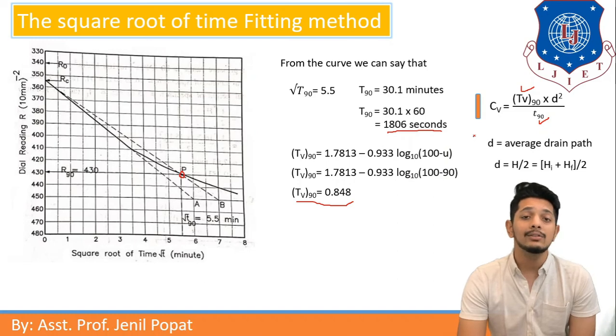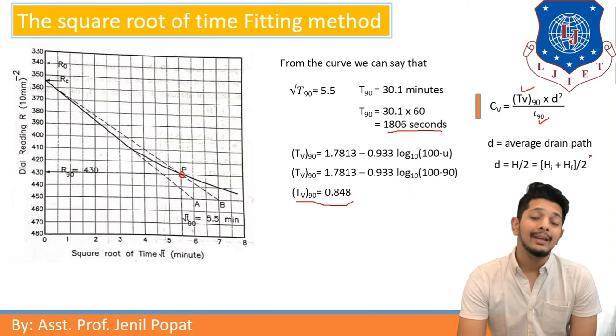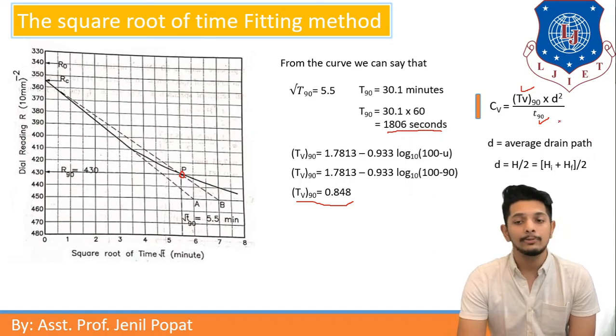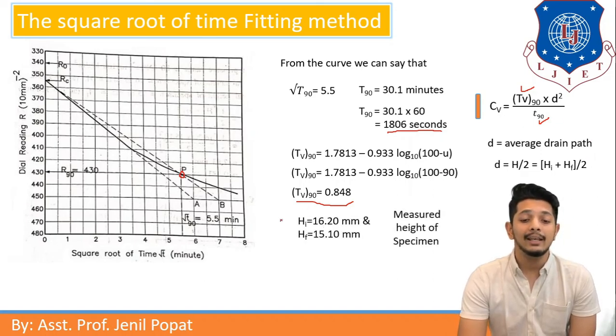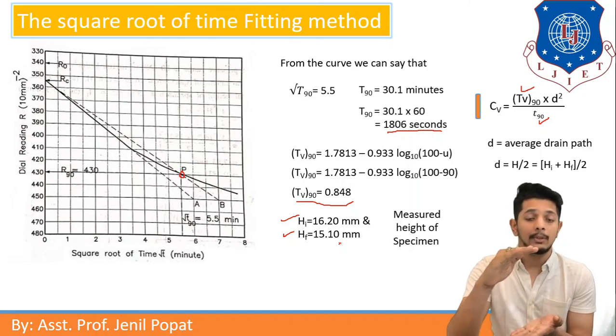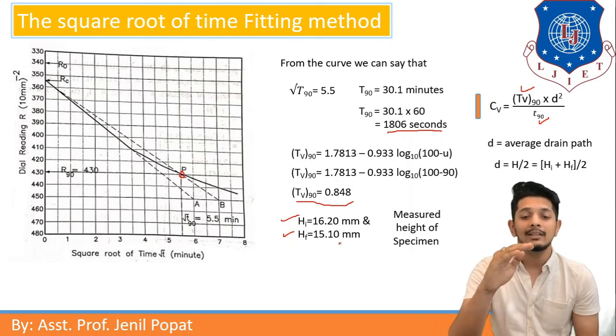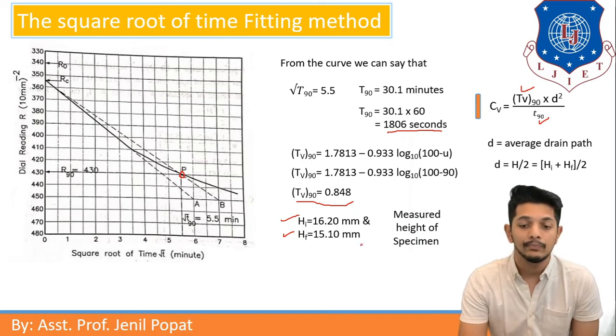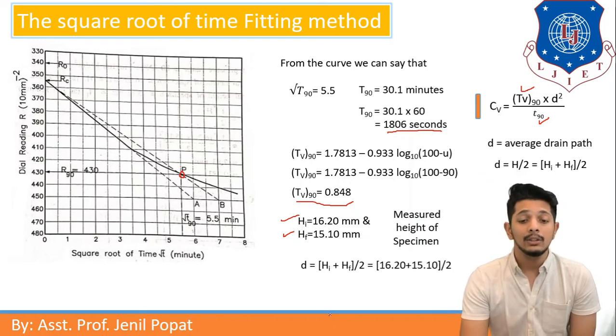So I got my TV, I got T90, I need the D value. Now D is the average drain path to reach the water. Now D is equal to H by 2, or we can say H initial plus H final by 2. From experimental values, we take HI as 16.20 mm, HF as 15.10 mm. So initially the size of the soil specimen was 16 mm and then it is reduced to 15.10 mm. Now putting these values in D, I am getting D as 0.783 centimeters.